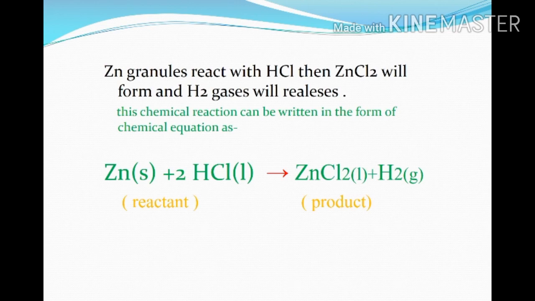So in this video, I tried to explain what a chemical equation is, what terms we use to define a chemical equation, what reactants are, what products are, how we write a chemical equation, where we write the reactants, and where we write the products. So I hope this video will help you understand the concept of a chemical equation.